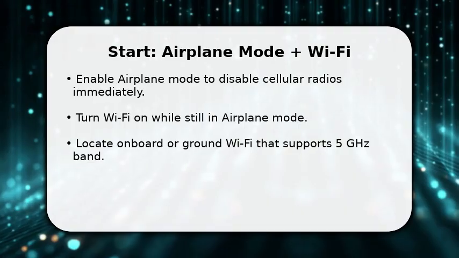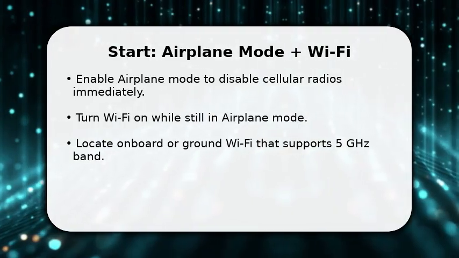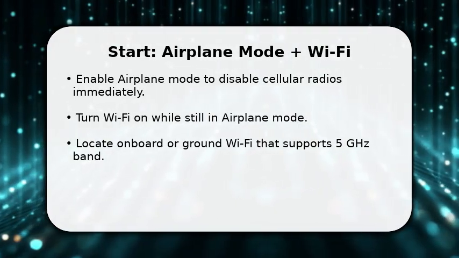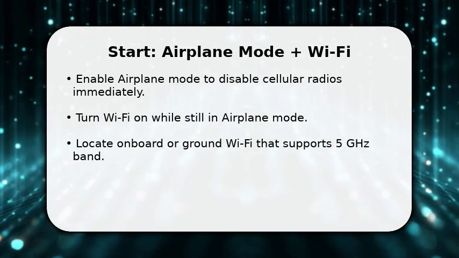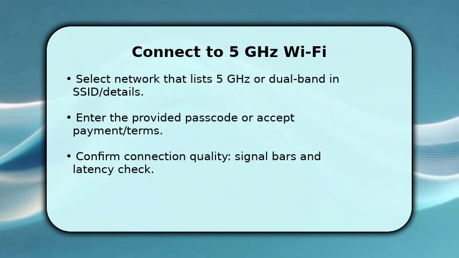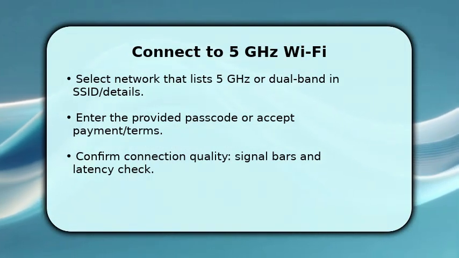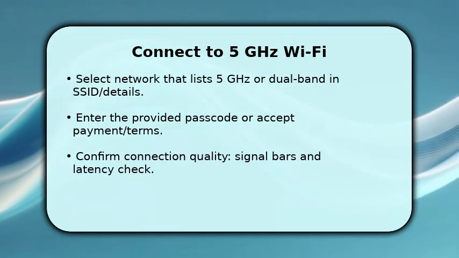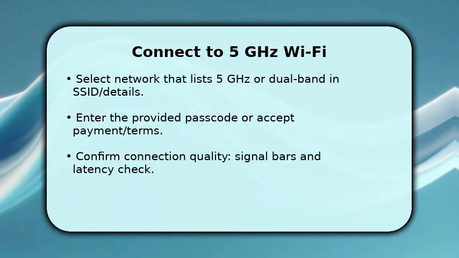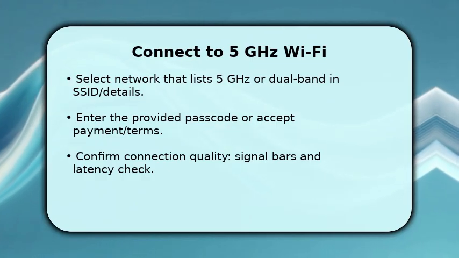And many passengers confuse 5G cellular versus 5 GHz Wi-Fi bands. Focus on the 5 GHz Wi-Fi for faster links. You now find the network that indicates 5 GHz or dual band capability. This is the closest functional equivalent to 5G speed while airplane mode is active.